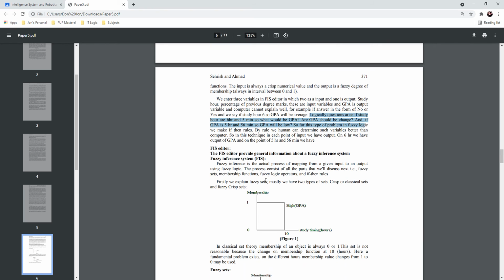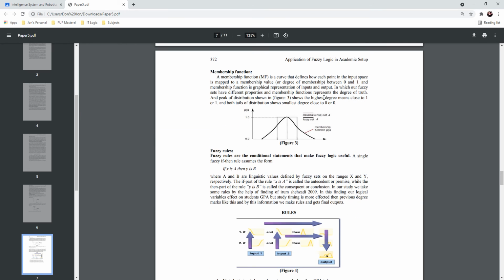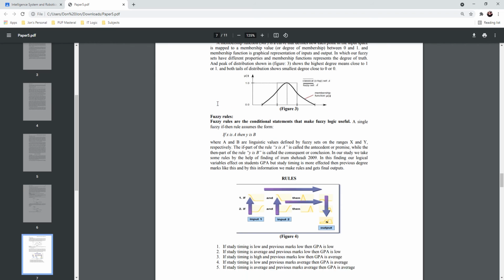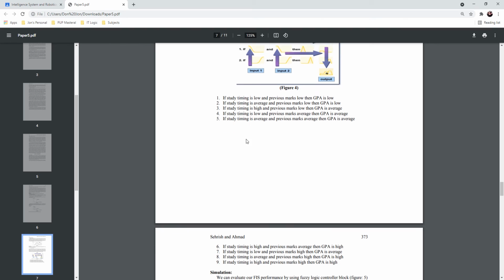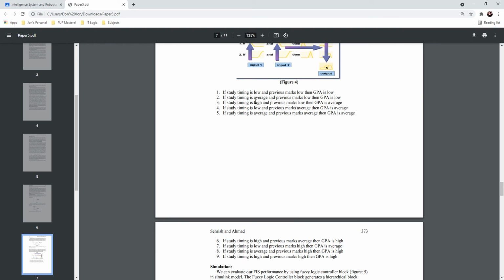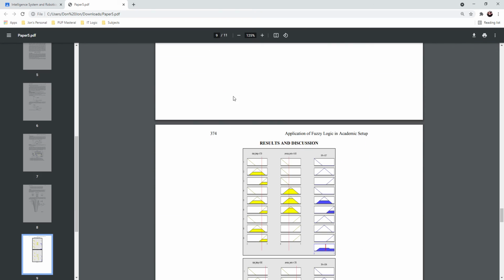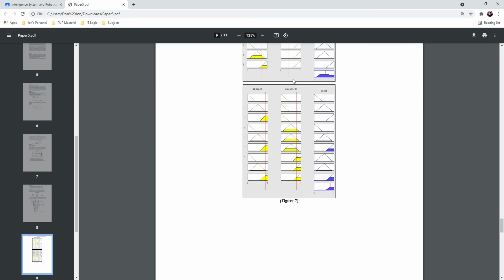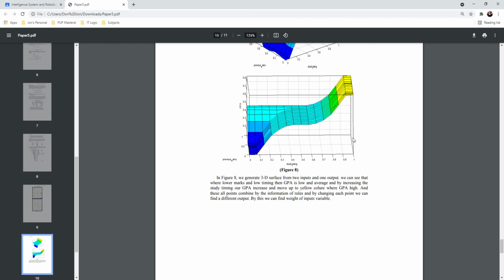In the FIS editor, they are able to do the mapping and plotting of the information. The membership function is the curve that defines how each point in the input space is mapped. Below here, we can see that they have defined the outputs they are expecting: if your study time is this and previous mark is this, then your output is this. They have 9 values here. When they simulated it, they were able to plot the results and discussion and support all the claims in the study with a graphical representation.